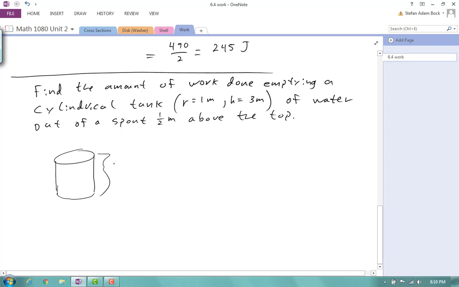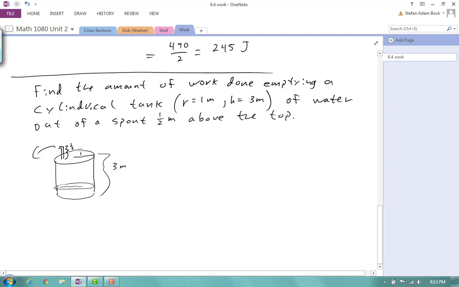So I'll draw a picture so I know what's going on. I have a height of 3 meters. I have a radius of 1 meter. And coming up half a meter out of the top is the spout. And the water is going to be coming out that way. So what we're worried about is picking up all this water and sliding it out of the top.